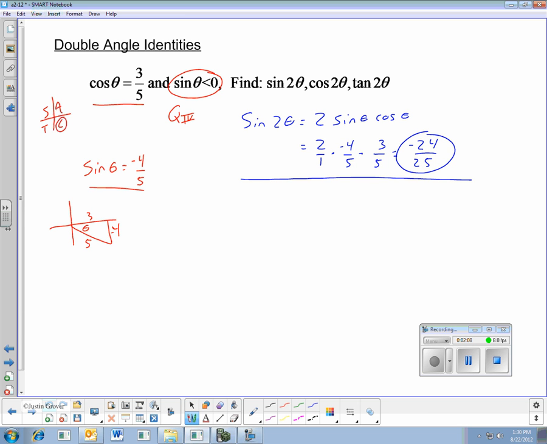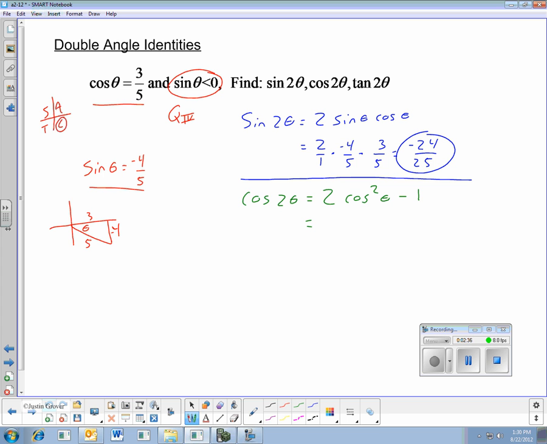Cosine 2 theta actually has a couple of different formulas you have there. You could do cosine squared minus sine squared, or you could do 2 cosine squared minus 1, or you could do 1 minus 2 sine squared theta. There's a lot of options there, and sometimes if you're doing an identity, you have to pick a particular one. I'm going to go with 2 cosine squared theta minus 1.